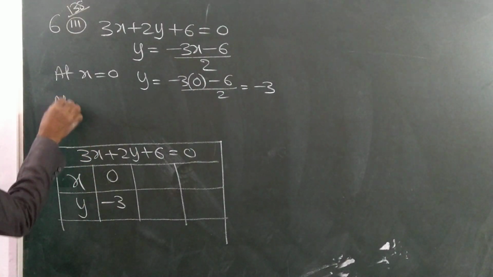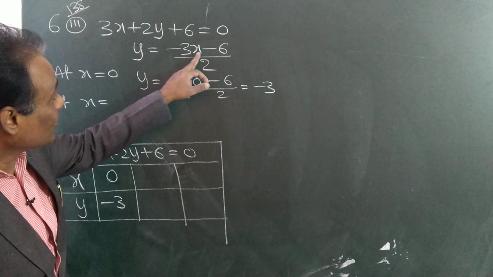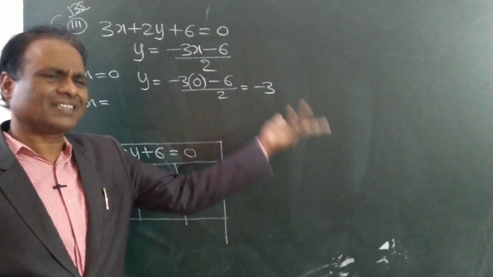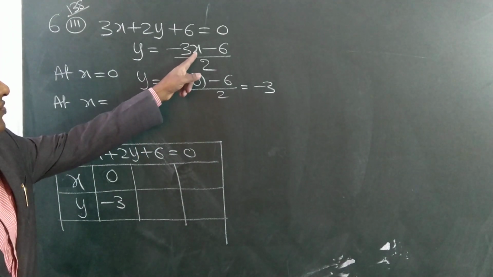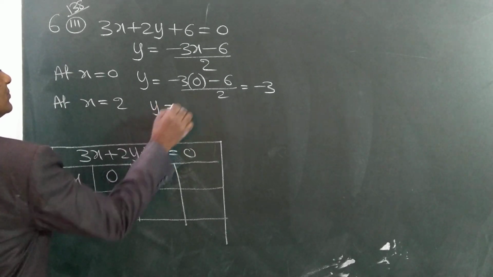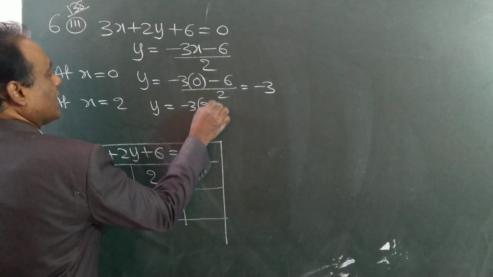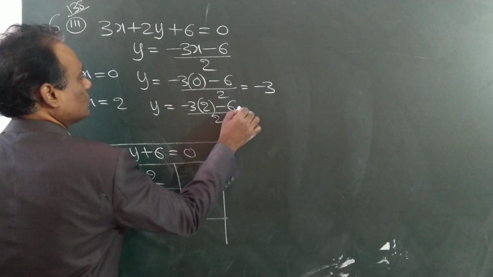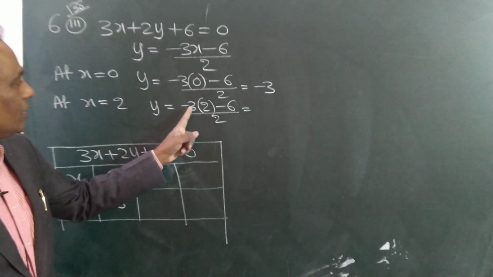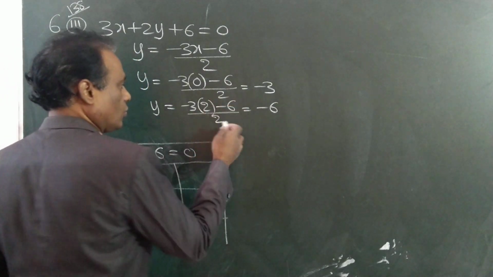Take x = some number. Suppose I take x = 1: 3 into 1, 3 plus 6, 9, 9 by 2 is 4.5. 4.5 you can also plot, but let us avoid getting fractions, so I am not taking 1. Let us take 2. See, x = 2, what happens? Minus 3 into the x value 2, minus 6, by 2. Minus 6, minus 6, minus 12 by 2 is minus 6.